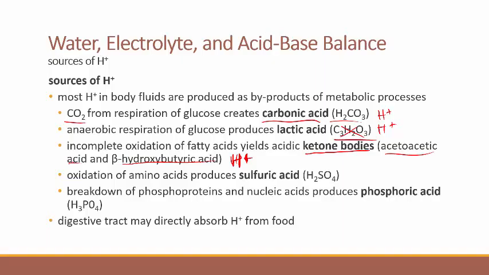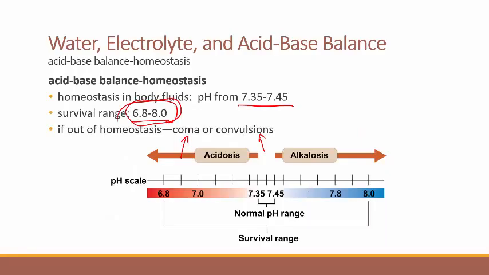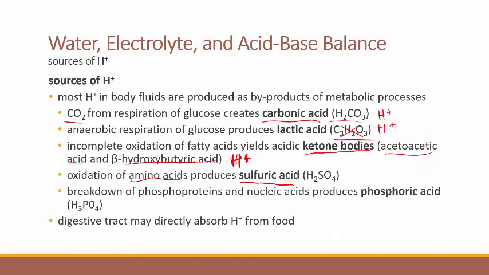If we go about using amino acids that happen to have sulfur in them, and we use those amino acids to try to make glucose so that we can make ATP, then we produce a material called sulfuric acid. That's H2SO4. H2SO4 also will, when it dissolves in water, drop off a hydrogen ion.